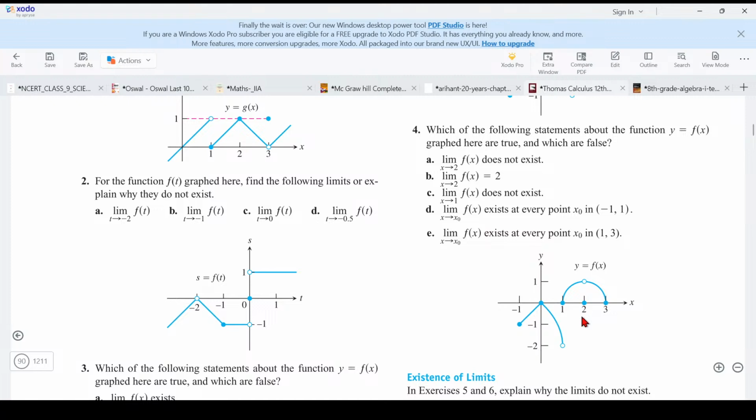It is approaching 1 and then 0. Wait, careful. Left hand side, where is it approaching? Left hand side 0. Why 0? This is the graph, no? This is the graph for the left hand side. This is only for this point. Left hand side is 1, that's all. Limit is not about what is the value of the function at that point. Limit is all about what the function is approaching.